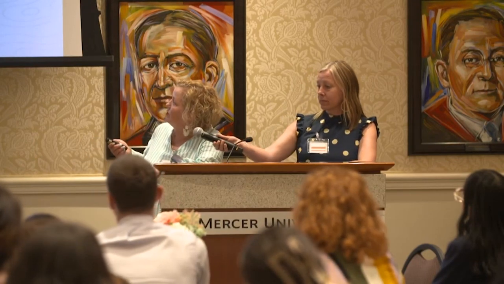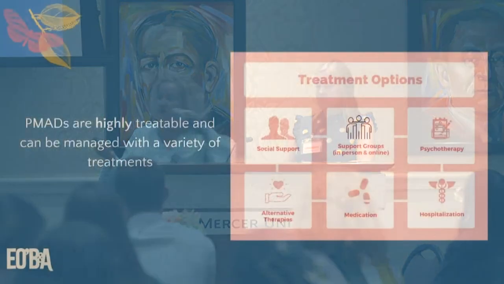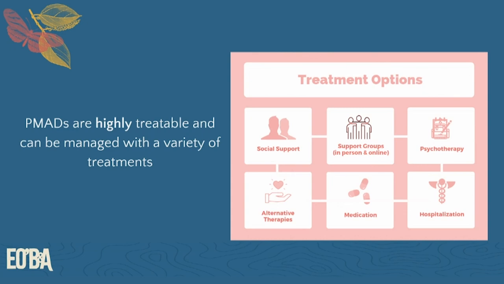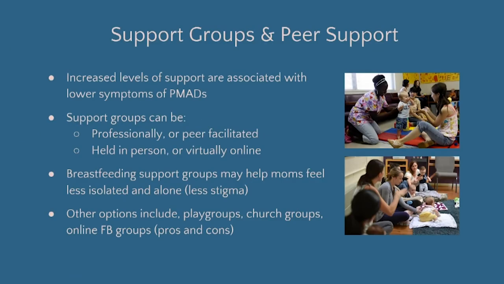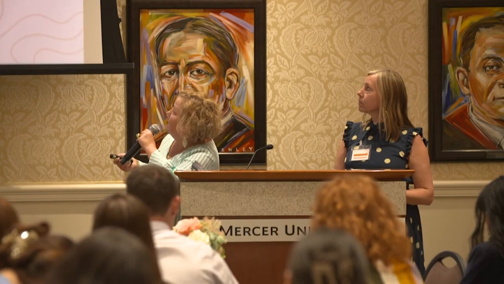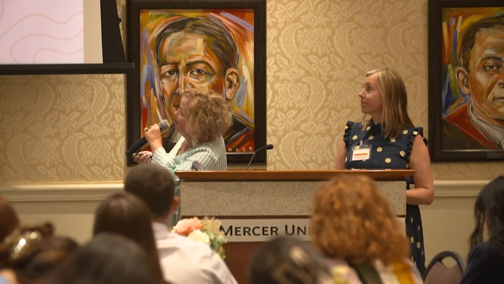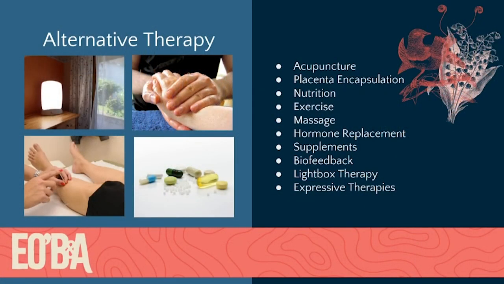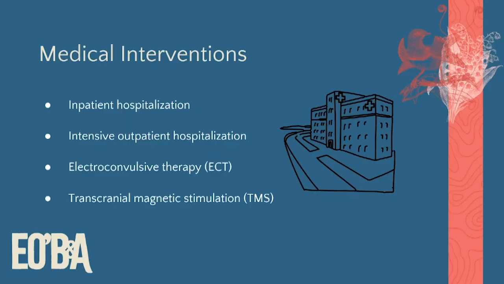Very quickly, treatment options are support groups, medication, hospitalization, psychotherapy, alternative therapies, and social support. There are a ton of free virtual support groups with Postpartum Support International, probably 20 different kinds for both moms and dads. That's really important. We've talked about the benefits of psychotherapy, and we're going to talk about medication in a moment. For alternative therapies, what I want to highlight as really impactful for mild postpartum depression is light box therapy, and that is really about $30. You can get a light box, and that can be very beneficial, especially if people want to try that before medication, as well as acupuncture.